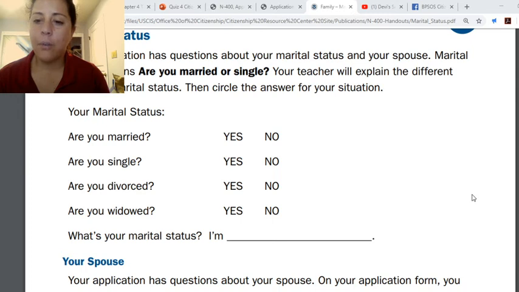What is your marital status? Write your answer in the comments. I'm married. I'm single. You answer this question in the comments. Please answer in the comments. I'm married, or I'm single, or I'm divorced, or I'm widowed. Okay.